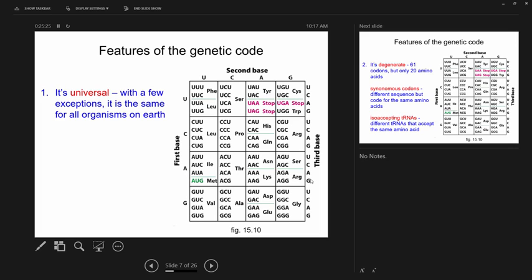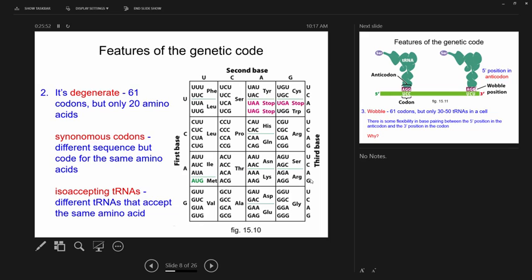The genetic code is universal. That means with very few exceptions, every organism on Earth is going to use these same codons to code for each of the amino acids. This is straight up evidence that it evolved once and then everybody uses it because it's just there.